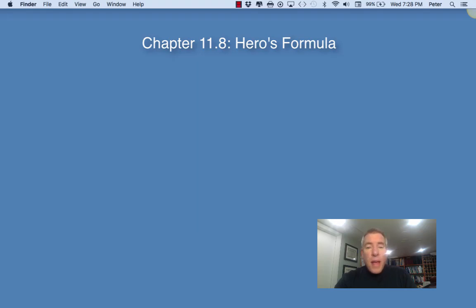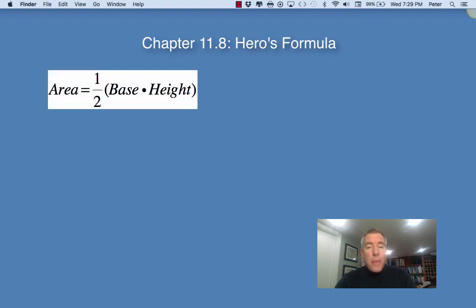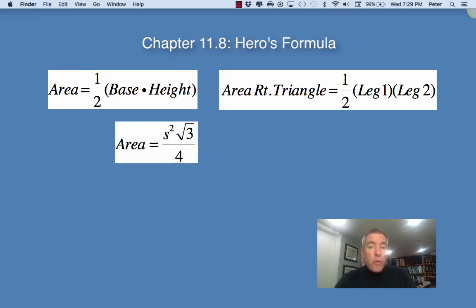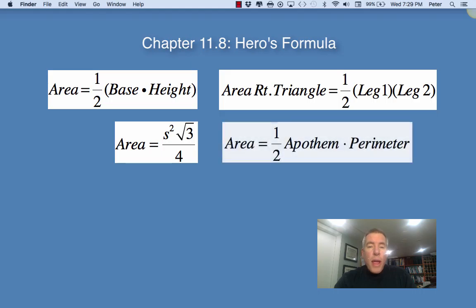Now we've talked about a lot of area formulas for triangles in this chapter. We reintroduced you to a formula you've probably known since grade school, 1/2 base times height. But then we also talked about another couple formulas, like the area of a right triangle was 1/2 leg 1 times leg 2, or the area of a regular triangle could be thought of as side squared root 3 over 4, or 1/2 apothem times perimeter.